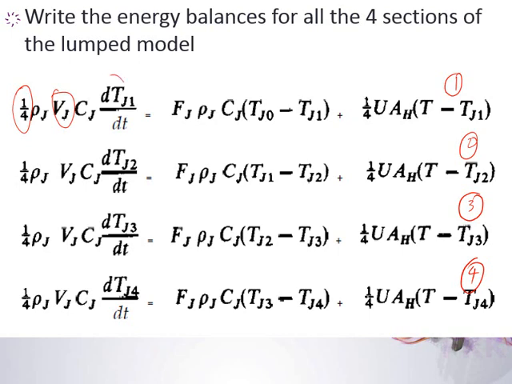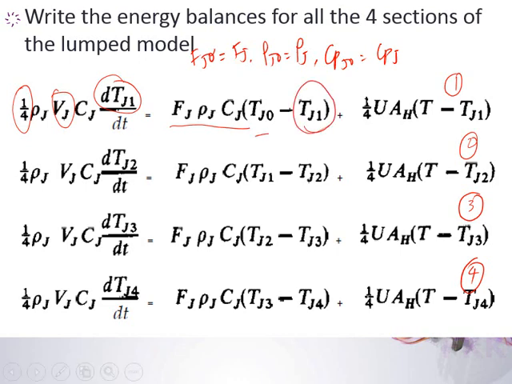And you have the TJ1 coming into the first section, the first lump. And then this is K. If rho J, CPJ are the same, we are assuming that FJ0 is equal to FJ, rho J0 is equal to rho J, and CPJ0 is equal to CPJ. So this one becomes TJ0 minus TJ1. Okay, this is the assumption.